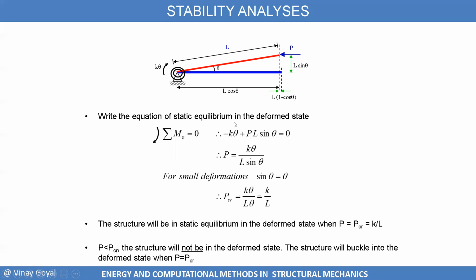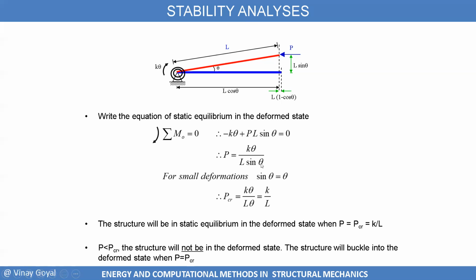We will write the equilibrium equation in the deformed state. I'll take moments about this point here, and I get minus K theta, which is the restoring moment due to the torsional spring stiffness, plus P times L sine theta, because that's the height you see, how much it moved. So this load P times this distance gives me the moment that reacts the restoring moment K theta. That's the only equation I have. I can solve for P, and P equals K theta divided by L sine theta.